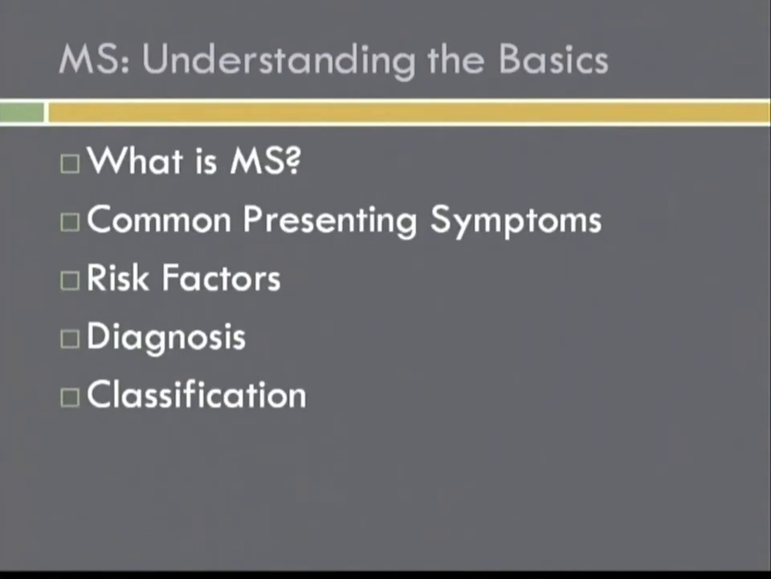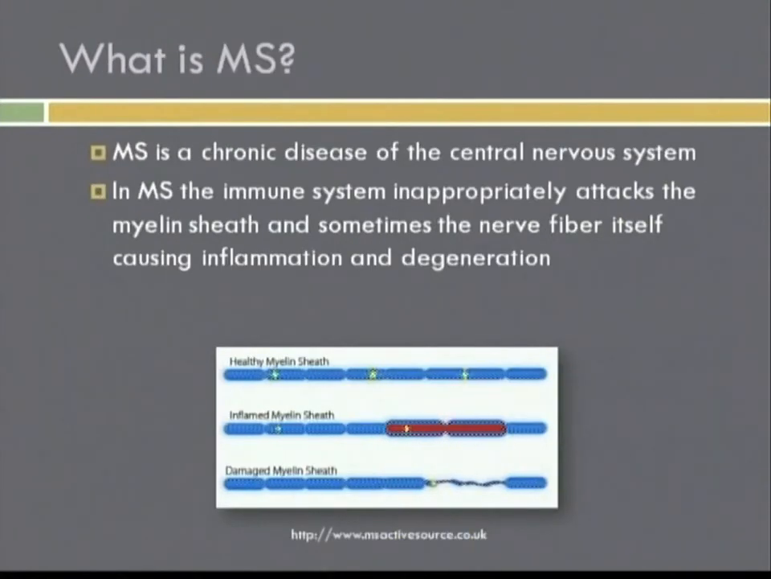So to begin, what is MS? Multiple sclerosis is a chronic disease of the central nervous system. The central nervous system is composed of 2 main parts, the brain and the spinal cord, and then also as an extension of the brain, in the case of MS, the optic nerves. And in MS, the immune system inappropriately attacks the myelin sheath and sometimes the nerve fiber itself, causing inflammation and degeneration. So what does that really mean?